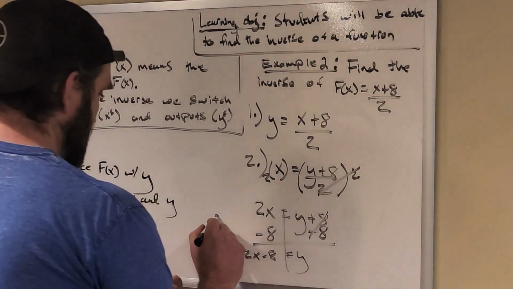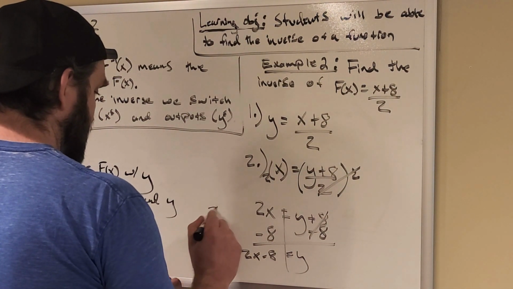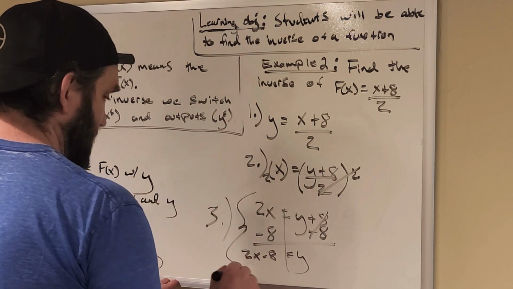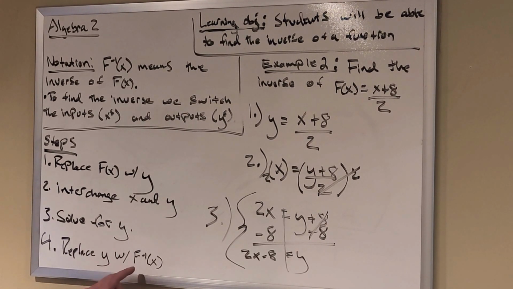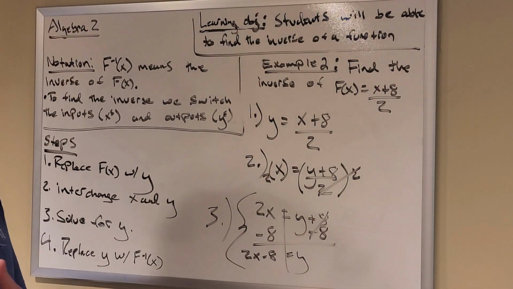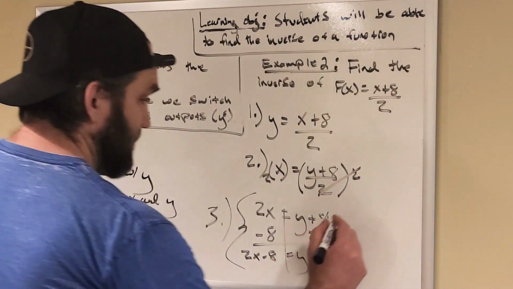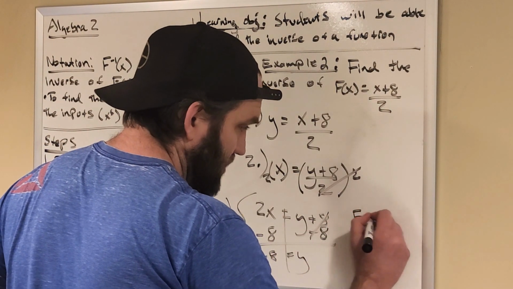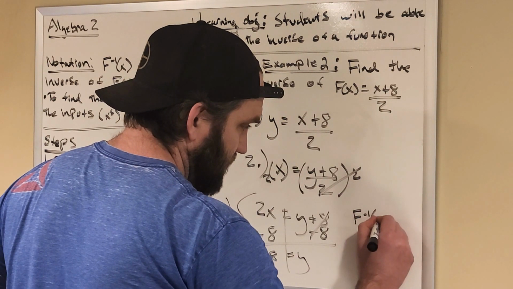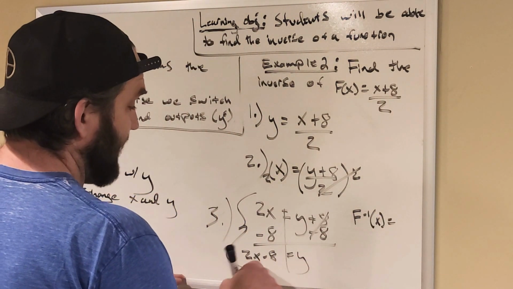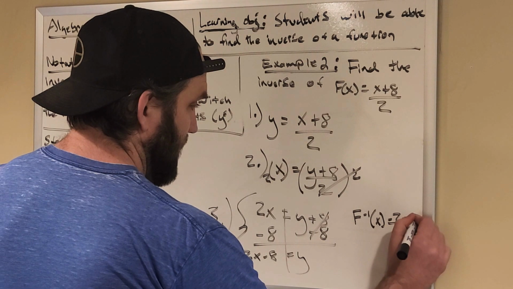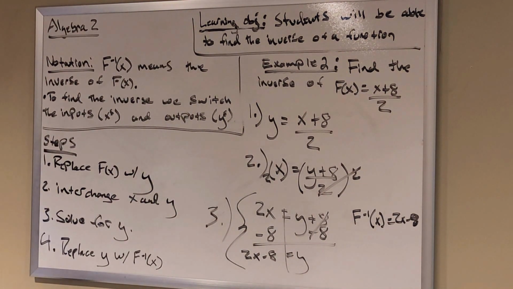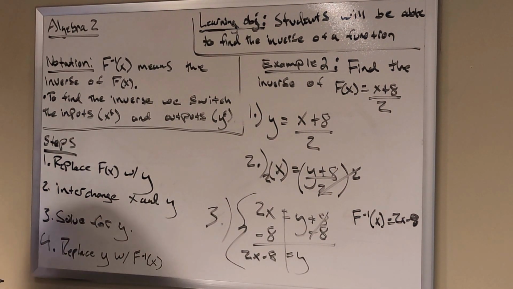And so that's step 3. All this right here. And then the fourth piece, I want to just replace my y with an f negative 1x so we know it's an inverse function. So we have f negative 1x equals 2x minus 8. All right. And that is my final step, and that will do it for today.